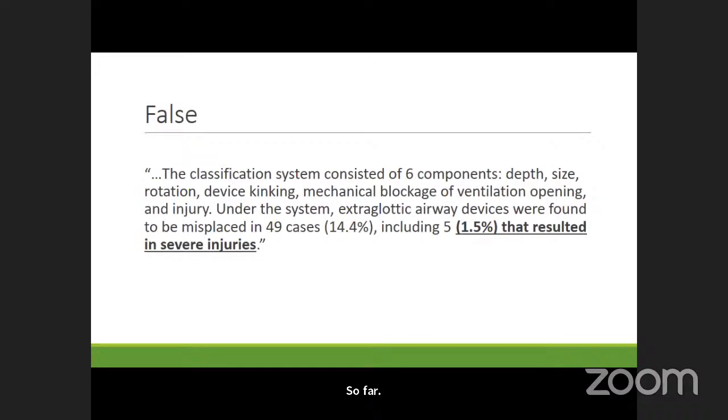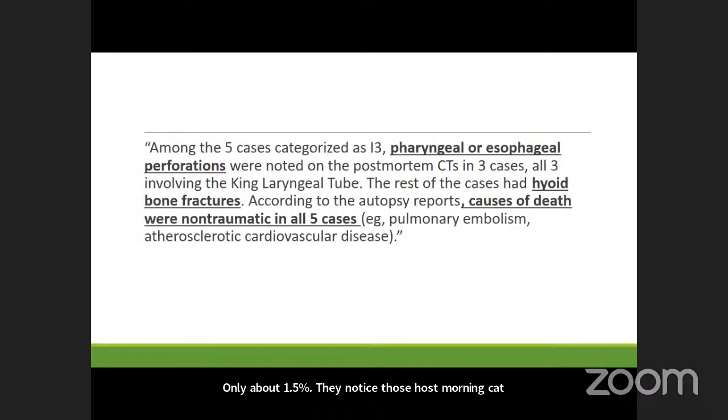7% would be a lot. 7% would mean we got to rethink this whole situation. Thankfully, only about 1.5% they noted injuries in those post-mortem CAT scans. And in those post-mortem CAT scans, like I said, only a small percentage.